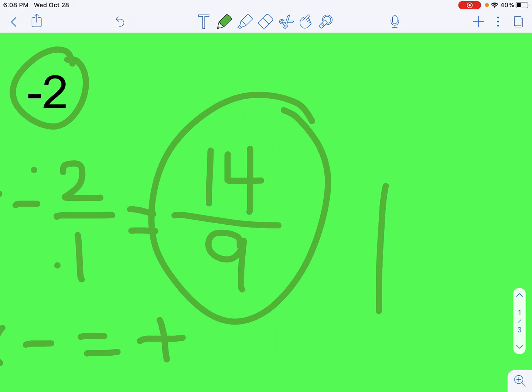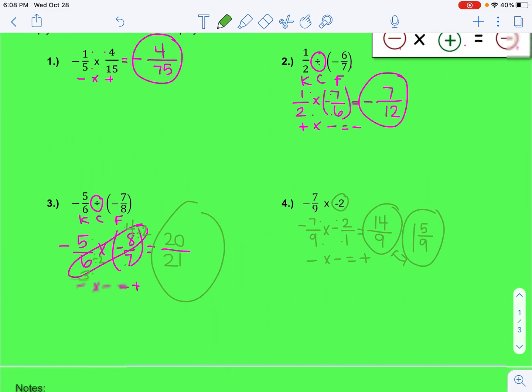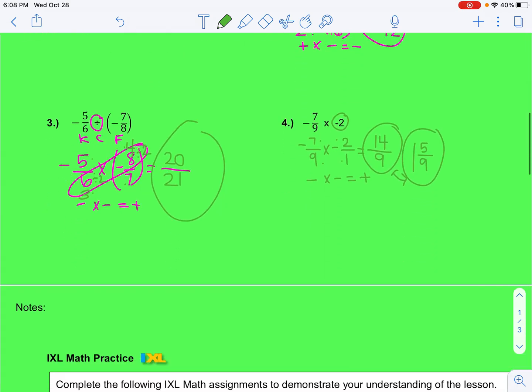And again, if you want, you could change that to be a mixed number, which would be 1 and 5/9. Is it 5? Yes. So that is the exact same thing as 14 over 9.